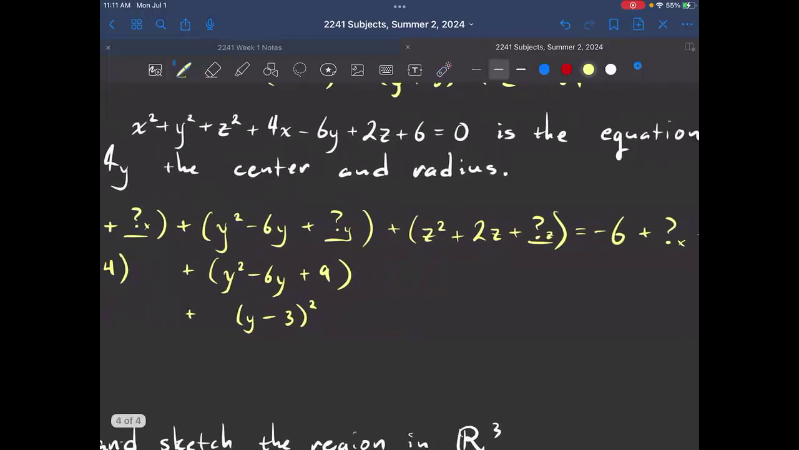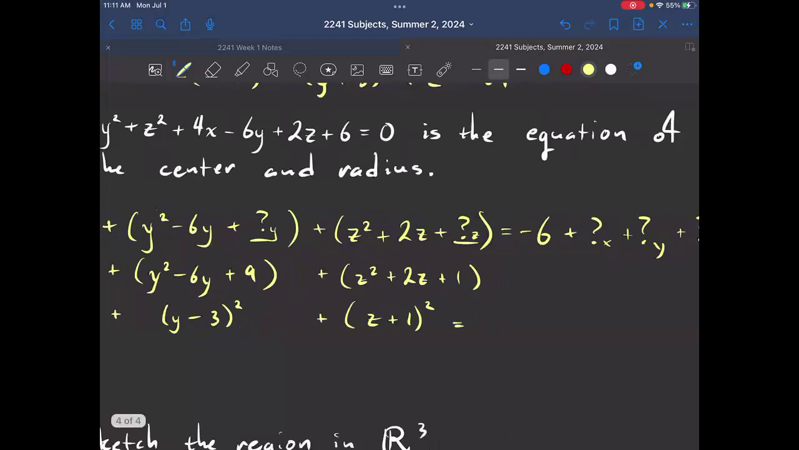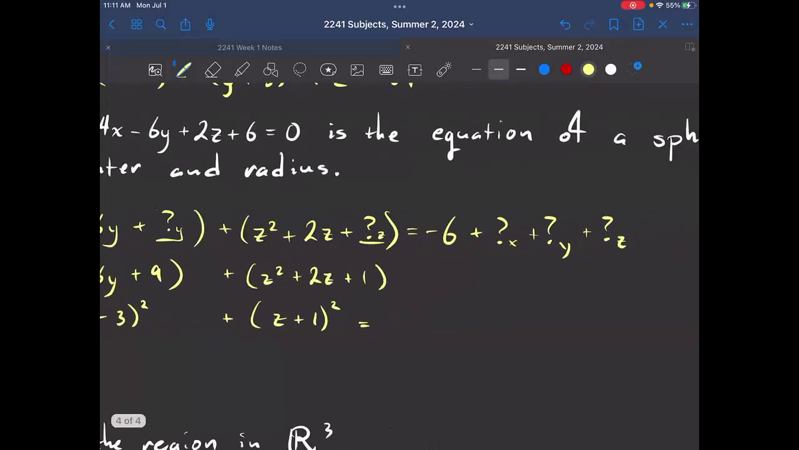Okay. Next one, we have z squared plus 2z plus 1. A lot of these I just recognize because they're very common forms for polynomials. And this ends up being (z plus 1) squared. And that's it. Now on the other side, we have to remember what we added on. So minus 6 plus 4 plus 9 plus 1.